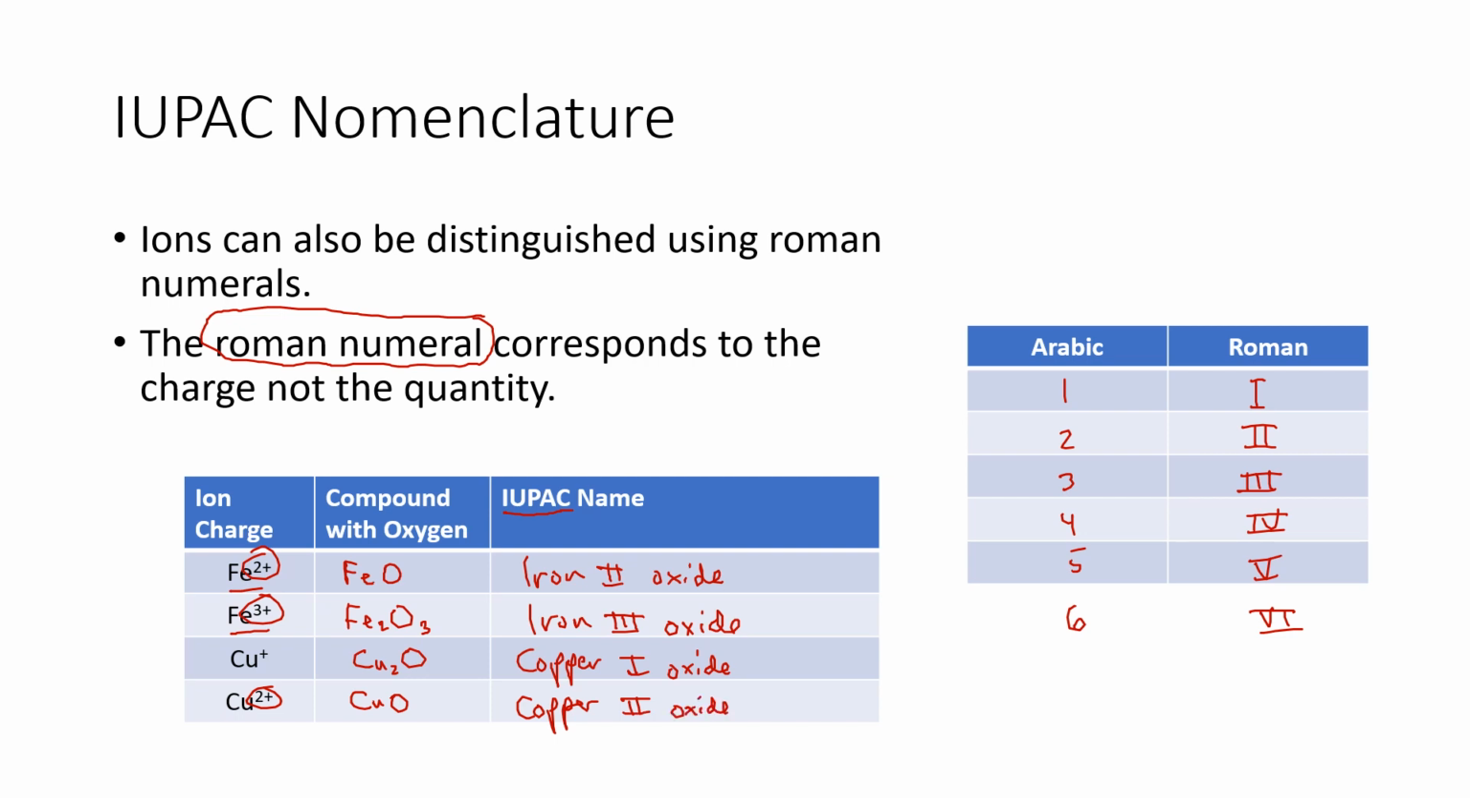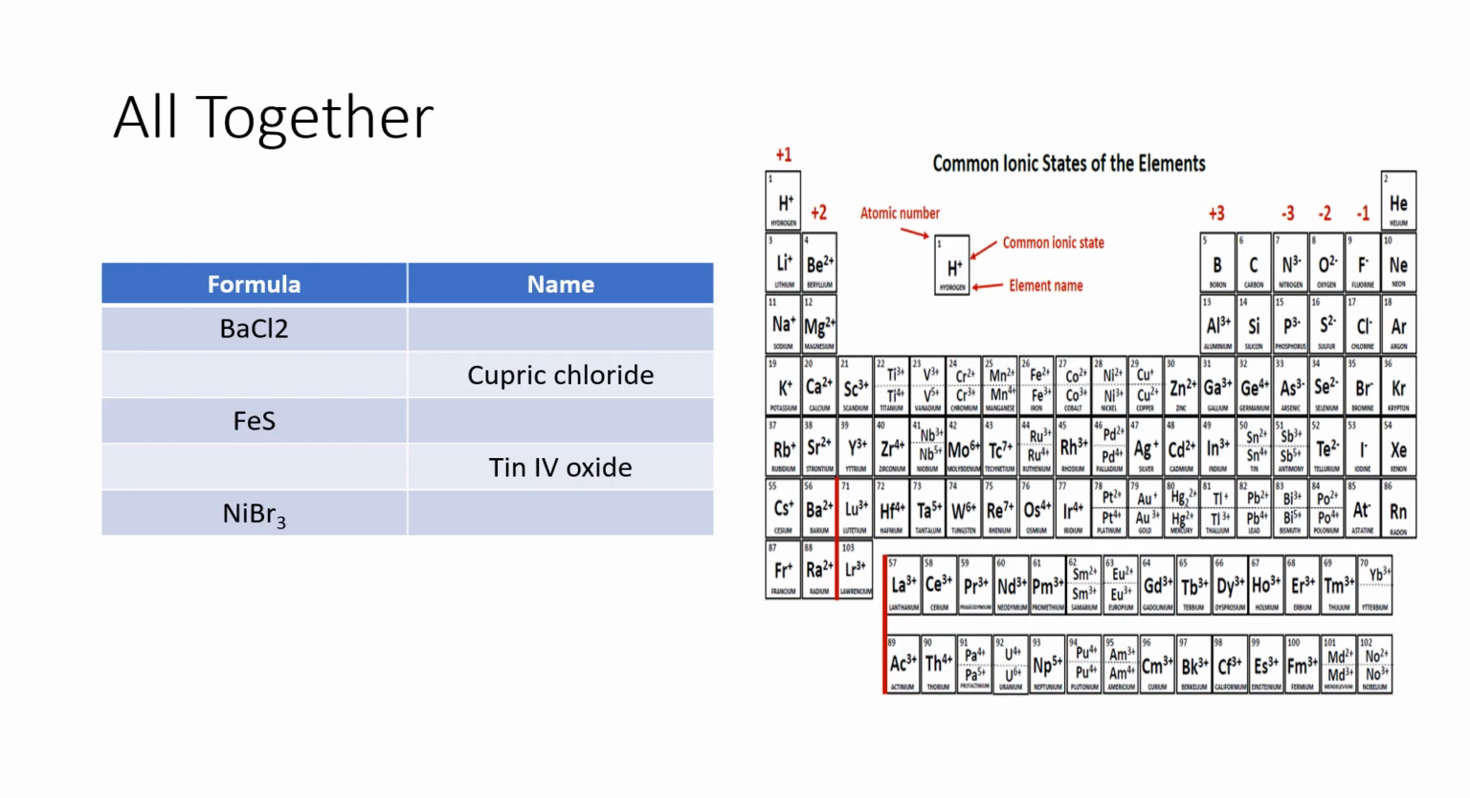The biggest thing that students sometimes get mixed up with at the beginning is they might look at the number here in the formula and use that for the number in the name, but you shouldn't do that because the number is supposed to represent the charge, not the quantity. Don't do quantity, do charge. Alrighty, so let's do a few more together just to finish this off.